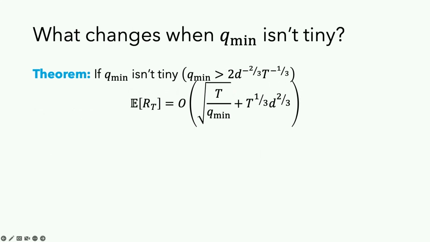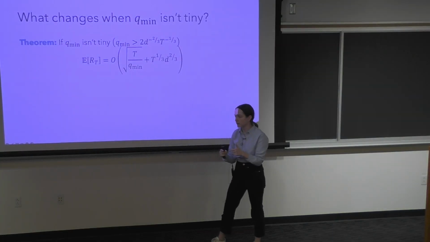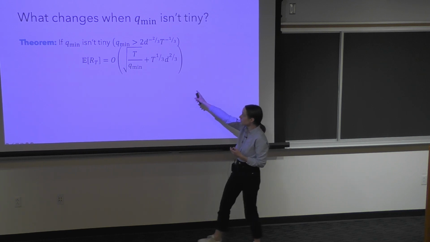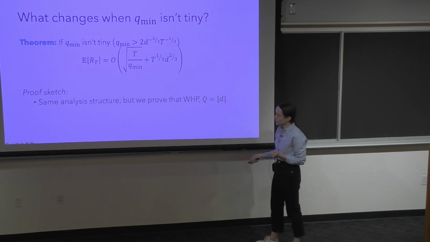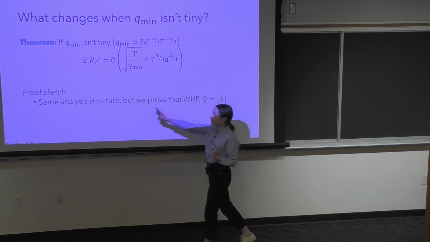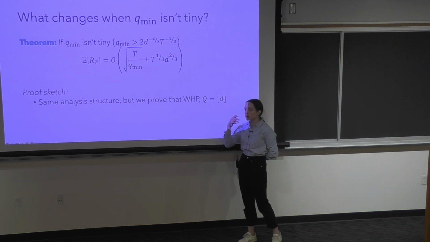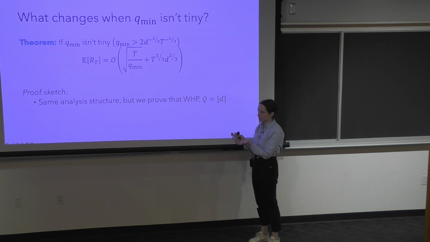So overall, that's where these regret bounds are coming from. And I'll just mention what happens when Q min isn't tiny. So that sketch was for when Q min was tiny. What about when Q min isn't tiny and we get this nice square root t dependence on the regret? Well, basically, we have the same analysis structure, but we prove that with high probability, Q, the set of fairly frequent types, is actually the entire set D.